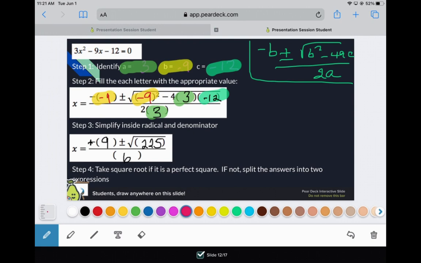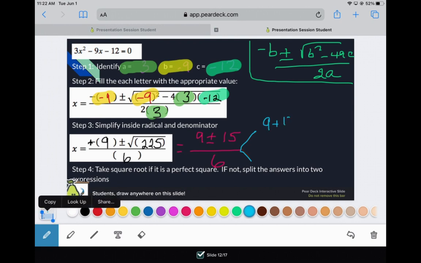We will get to step 4: take the square root if it's a perfect square. So I'm going to take the square root of 225, and this actually gave me a nice number. So when I did that, that would give me 9 plus or minus 15 over 6. So if it's a perfect square, then go ahead and take the square root. If it doesn't give you a nice number, then just leave it inside the square root. Don't do anything. Once you have this one, you can split it up into two answers, right?